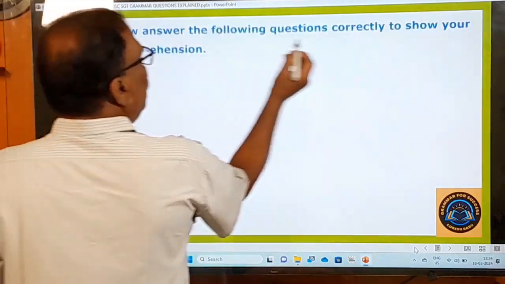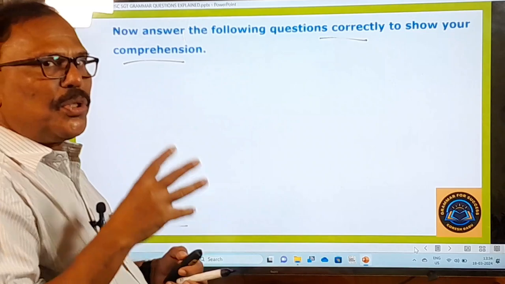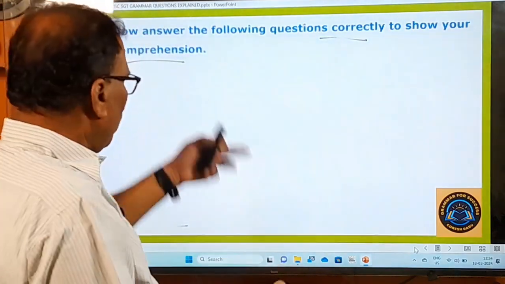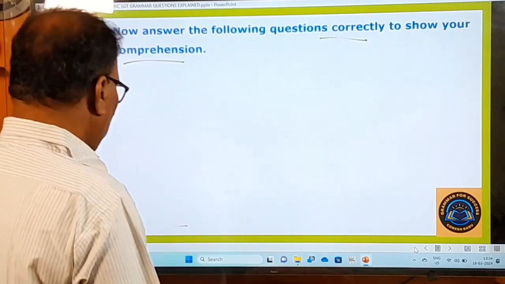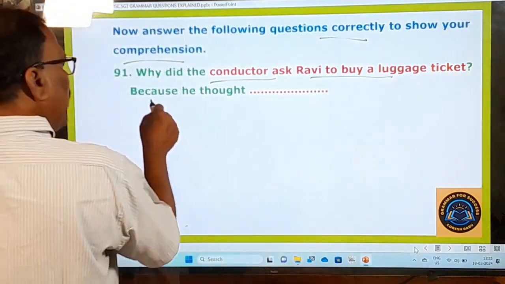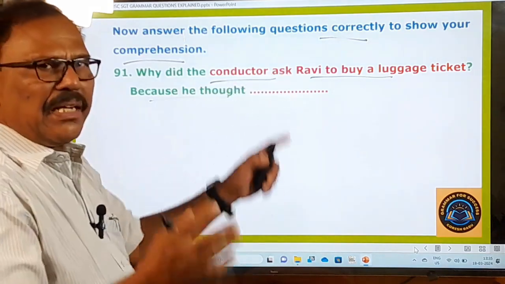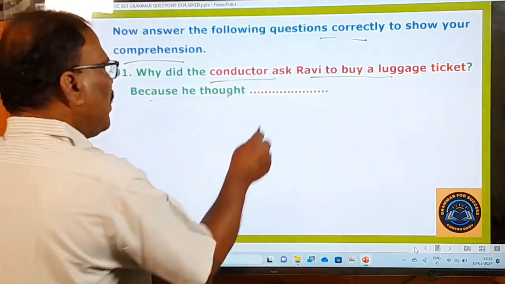Now answer the following questions correctly to show your comprehension and to show that you have thoroughly understood the whole passage. So what is the first question? Why did the conductor ask Ravi to buy a luggage ticket? Because he thought. What should be the right one here? Let us look at the options.